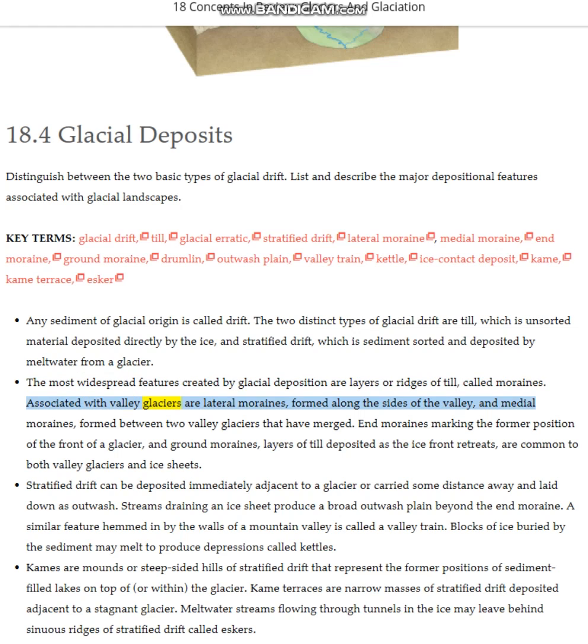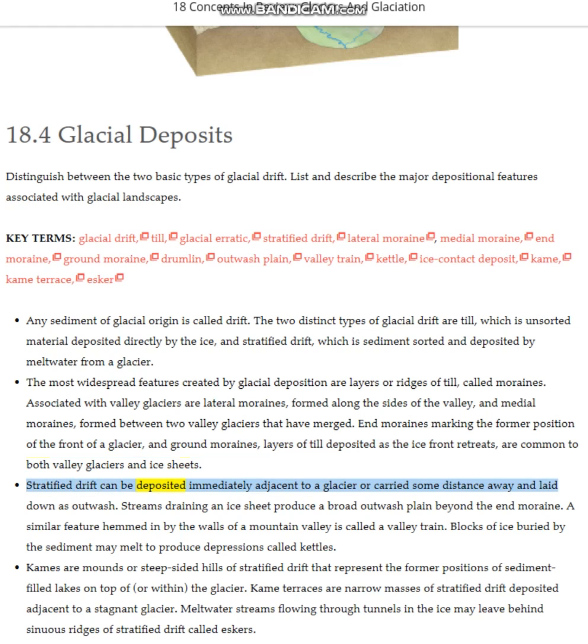Associated with valley glaciers are lateral moraines, formed along the sides of the valley, and medial moraines, formed between two valley glaciers that have merged. End moraines, marking the former position of the front of a glacier, and ground moraines, layers of till deposited as the ice front retreats, are common to both valley glaciers and ice sheets.